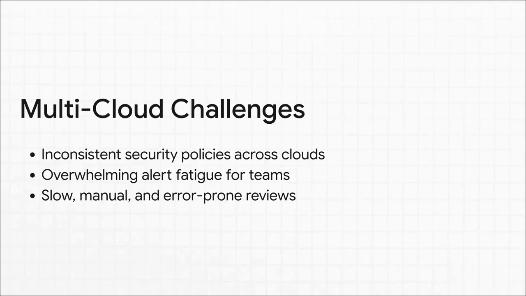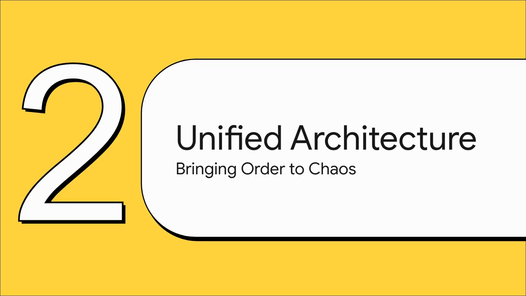Let's get into it. What's really fascinating here is how these problems just snowball. It all starts with inconsistent security policies, right? Because each cloud has its own tools. Well, that leads to this flood of alerts from all these different systems, which causes serious alert fatigue for your teams. And because nothing is connected, you're stuck doing slow manual reviews, which just becomes a massive bottleneck for everyone. So how in the world do we fix this? Let's talk about the solution.